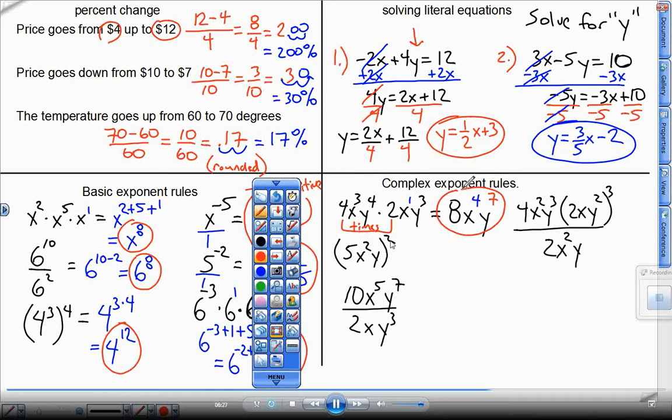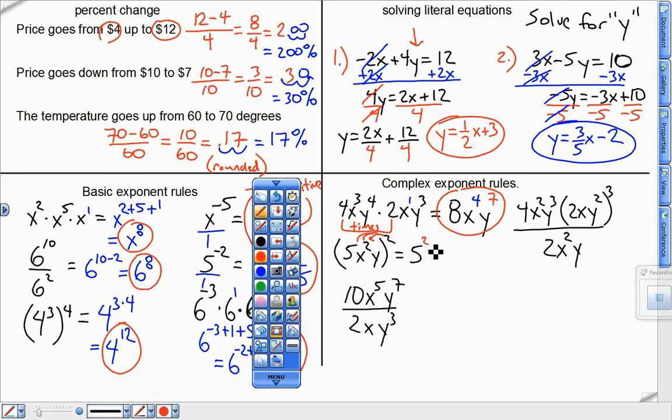Alright, this 2 distributes all the way through. Times that y, times that 2, times the 1 on the 5. Gives me 5 to the 2nd power, x to the 4th power, y to the 2nd power. That 5 to the 2nd power is never 10. That is 5 times 5 gives me 25. X to the 4th, y squared.